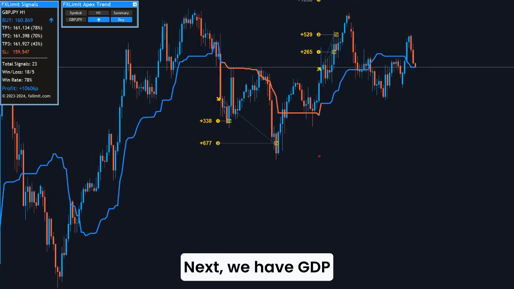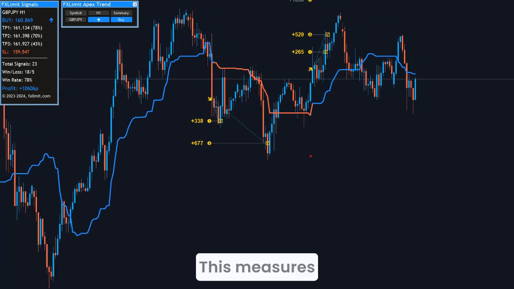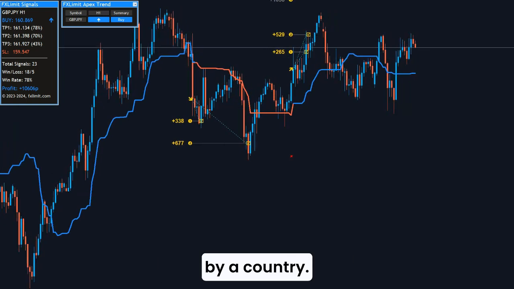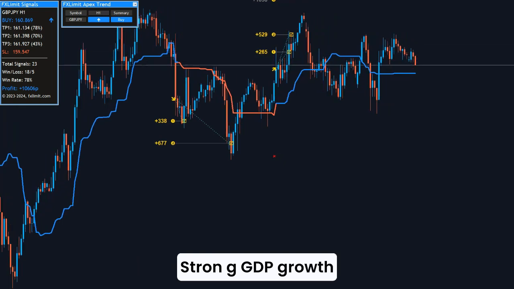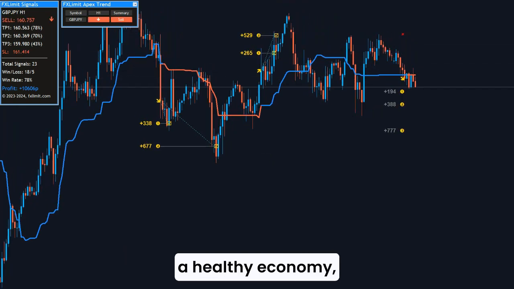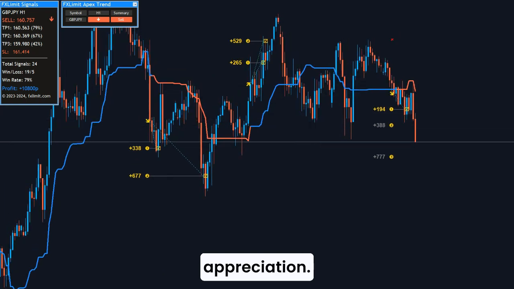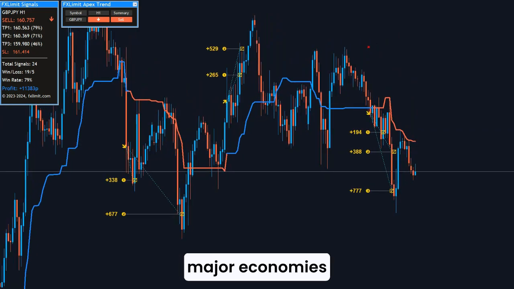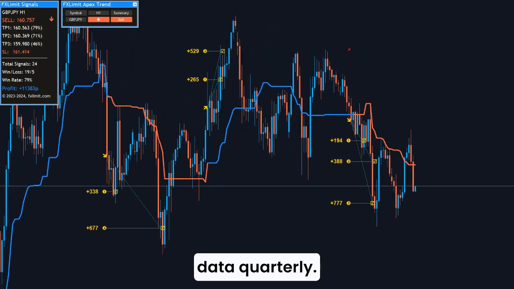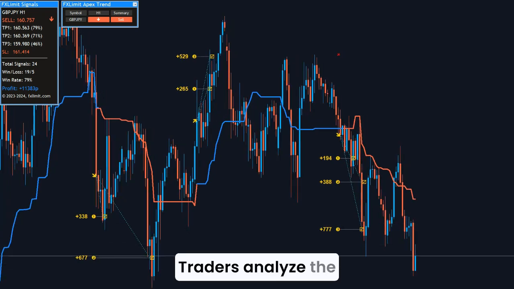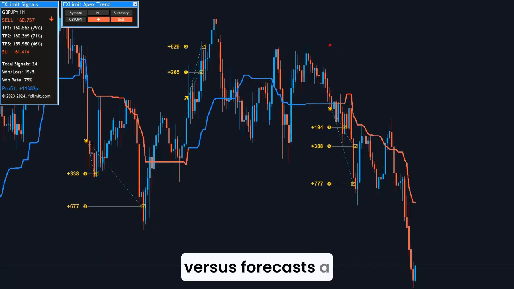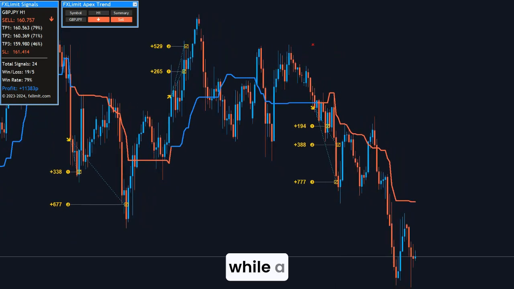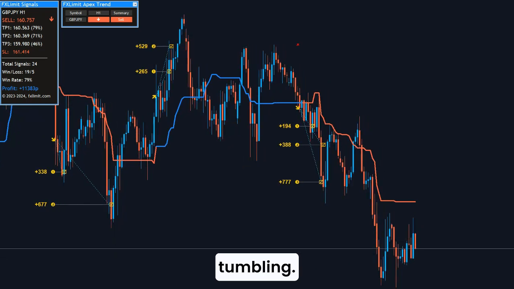Next, we have GDP, Gross Domestic Product. This measures the total value of all goods and services produced by a country. Strong GDP growth suggests a healthy economy, which typically leads to currency appreciation. The US, Eurozone, UK, and other major economies release their GDP data quarterly. Traders analyze the actual figures versus forecasts. A higher than expected number can spike the currency, while a disappointing figure might send it tumbling.